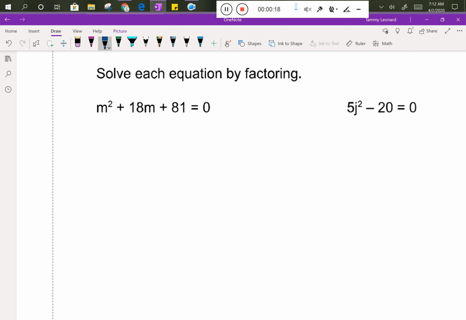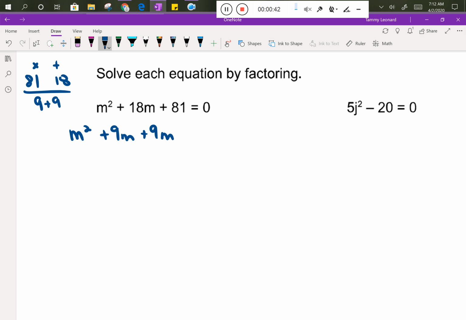We're looking for two numbers that multiply to make 81 and which add to make 18. Well, the first thing that comes to mind for 81 is 9 times 9, and conveniently 9 plus 9 is 18, so that's our split for the middle term. We're going to keep the first term. We're going to split 18m into plus 9m and plus 9m. Notice we're using an m, not an x, because there's no x in this problem. And we're going to keep the last term of plus 81 equals 0.